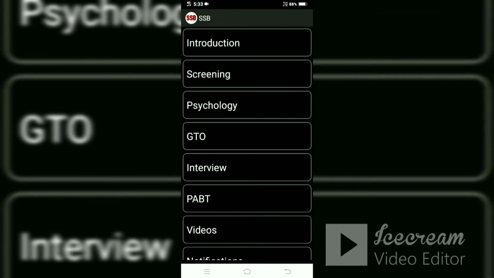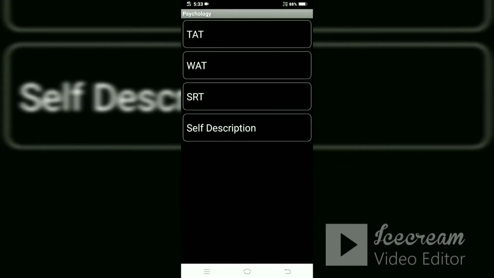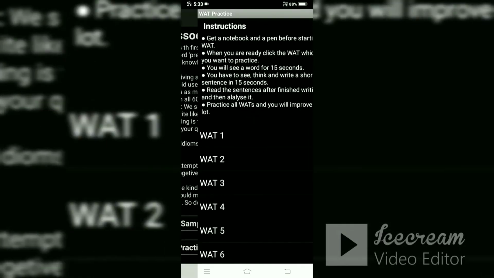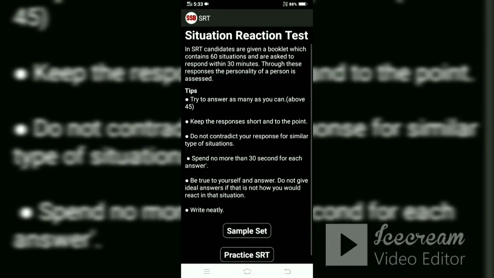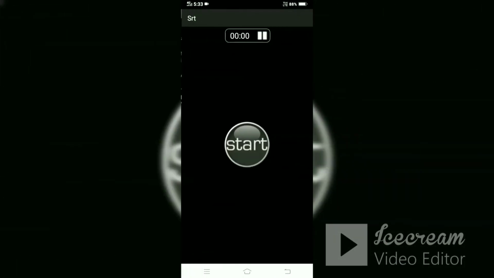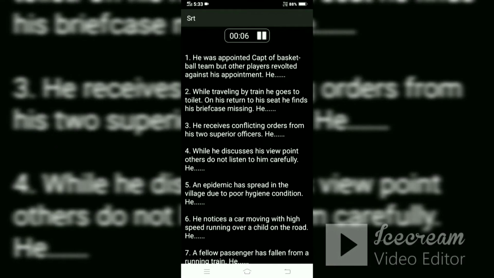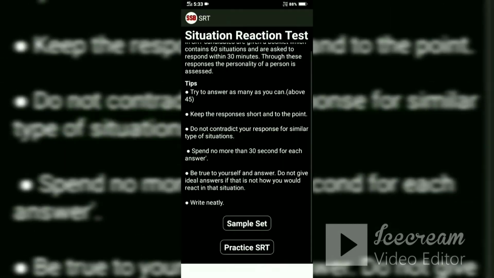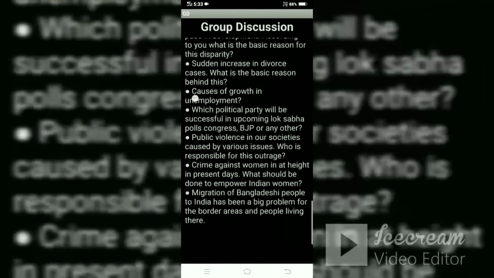Now coming to the next, that is psychology. The same method is here, you can practice as many as you want. These are 6, and in the earlier one there were 10. Wat is also something you can practice, these are also 10 WATs. And the best thing about this app is SRTs, so you can practice SRTs, and these are the SRTs, and you are given a time in which to complete all these. So whatever time is given in the SSB, you can match it there and do these SRTs in a good manner.